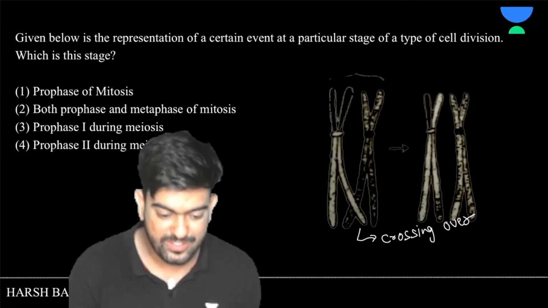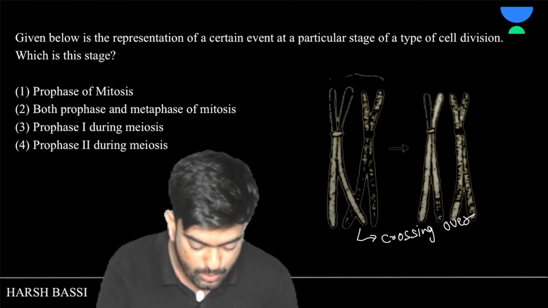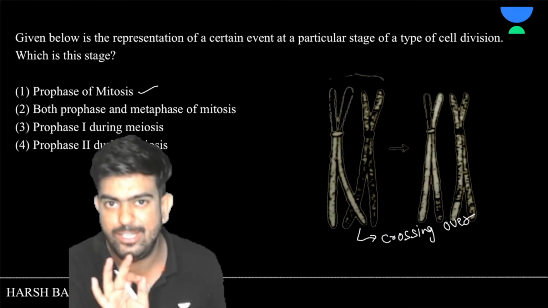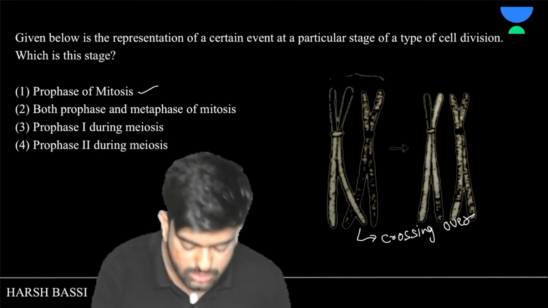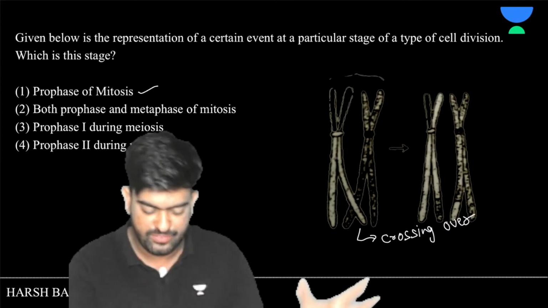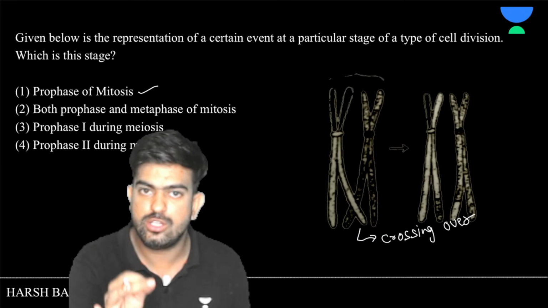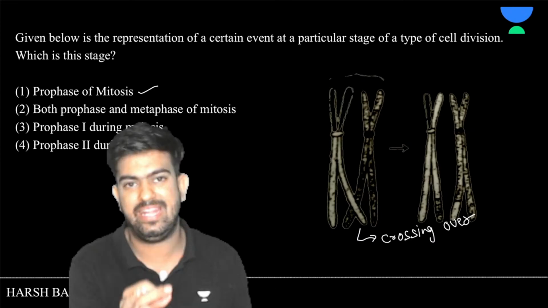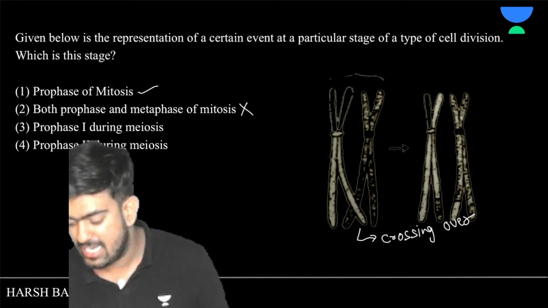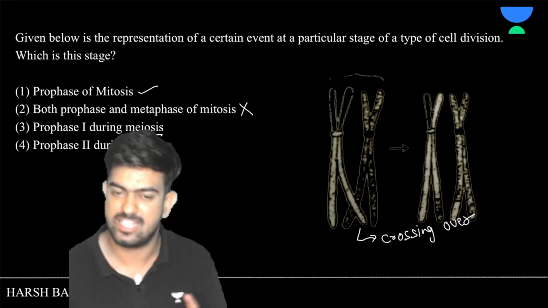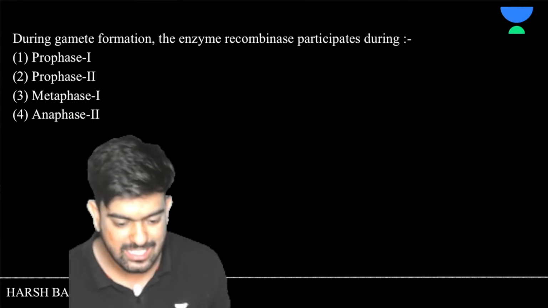And if crossing over is happening, in which stage does crossing over take place? Will it take place in prophase of mitosis? No, sir. Mitosis has no crossing over. Both prophase and metaphase of mitosis? No, sir. Again, mitosis. No need of thinking. Prophase 1 during meiosis, yes. So crossing over takes place in the prophase 1. So option number 3 is the correct answer. Clear to everyone? That's very good. Now let's move on with the next question.